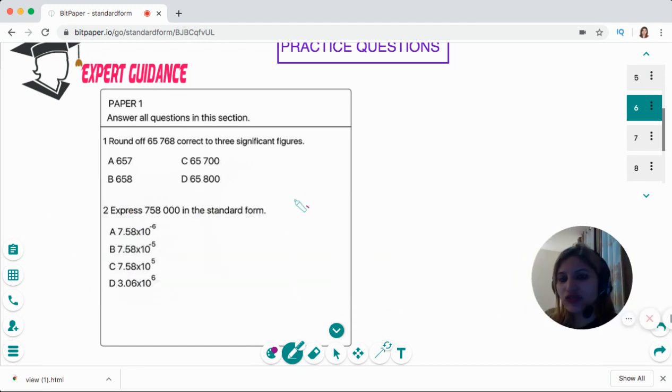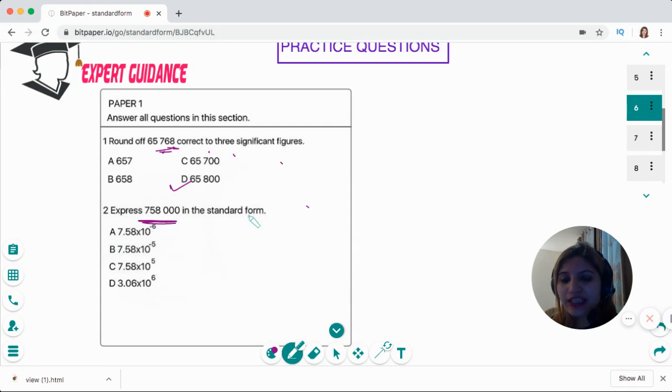Now, the next question. Round 65768 correct to 3 significant figures. It's a significant figure question. So 768 is nearer to 800, so 65800 would be the answer.